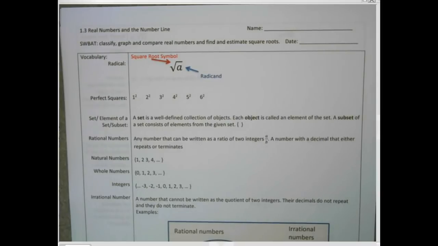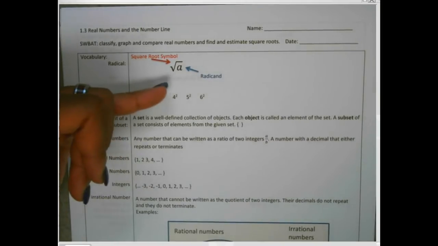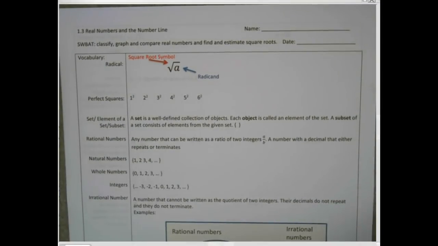So some vocabulary as we normally do. Radical. This is a radical. There's my square root symbol and the number inside of it is my radicand. Radicand. The other thing I want you to really know and study and memorize are perfect squares.